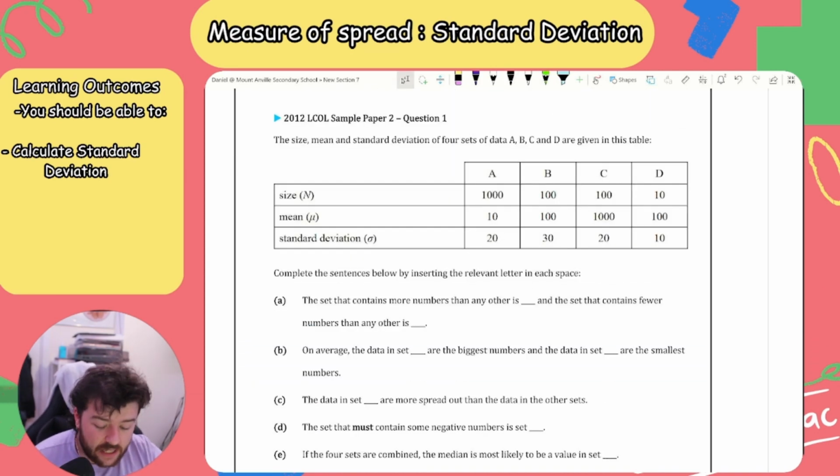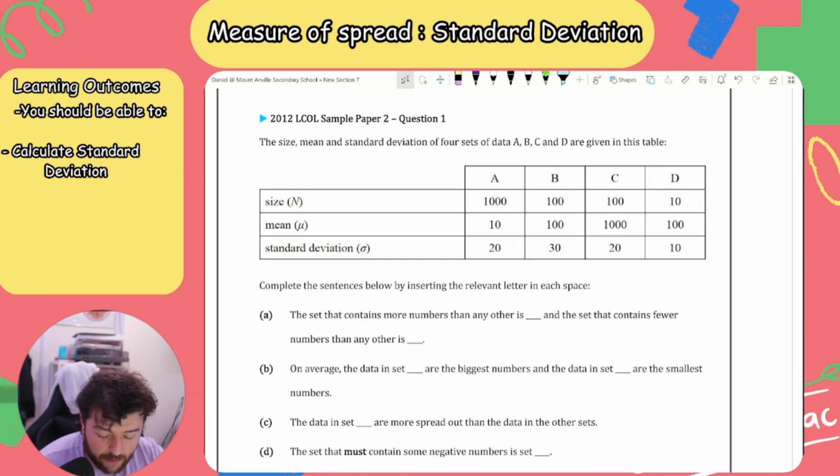Right, okay, so let's look at the 2012 paper here. So this is sample paper 2. The mean, standard deviation, and size of 4 data sets A, B, C, and D are given in the table. So we have the size n, so how many are in the data set, the mean, and the standard deviation. So A has 1,000 points in it, B has 100, C has 100, D has 10. The mean of A is 10, the mean of B is 100, the mean of C is 1,000, the mean of D is 100. The standard deviation, so 20, 30, 20, and 10.